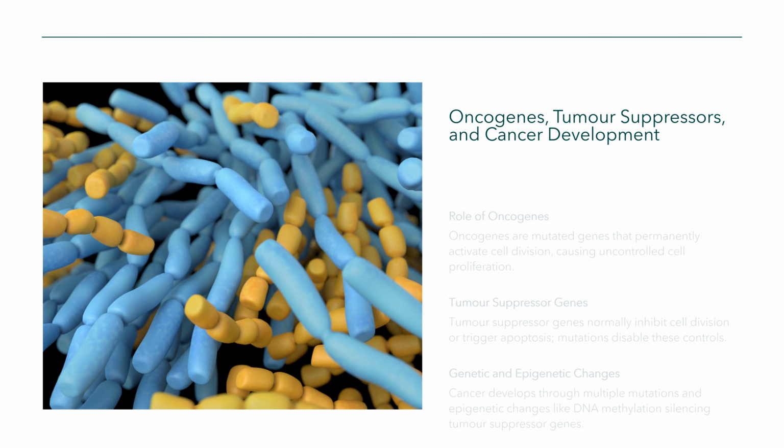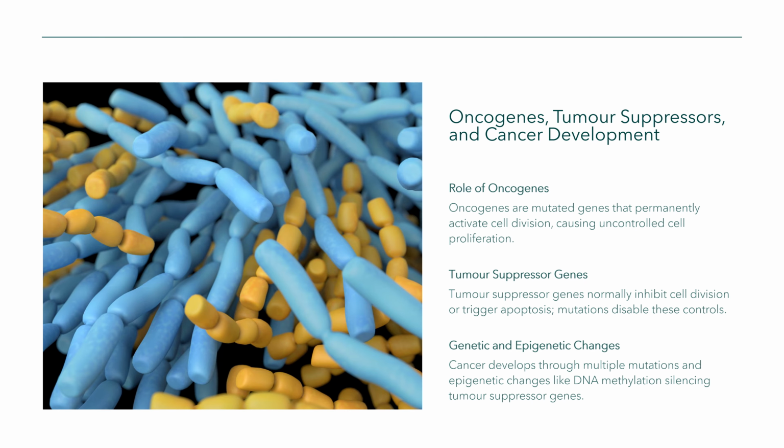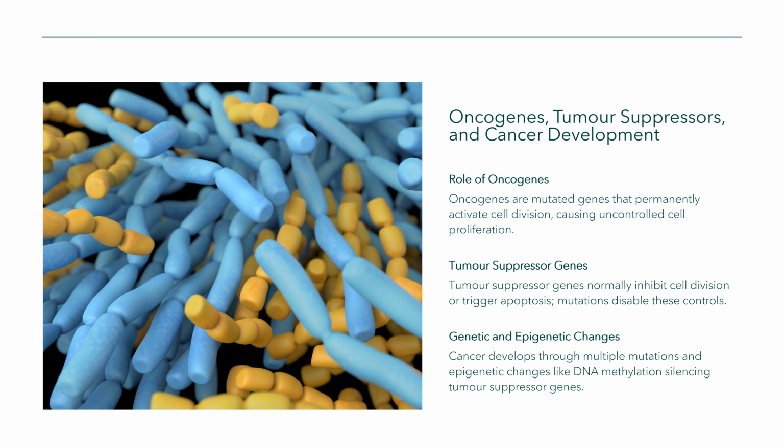Cancer is fundamentally a disease of disrupted gene expression and cell cycle control. Oncogenes are mutated forms of genes that normally stimulate cell division. When permanently activated, they lead to uncontrolled proliferation. Tumor suppressor genes, such as p53, normally inhibit cell division or trigger apoptosis, and loss-of-function mutations remove these controls.